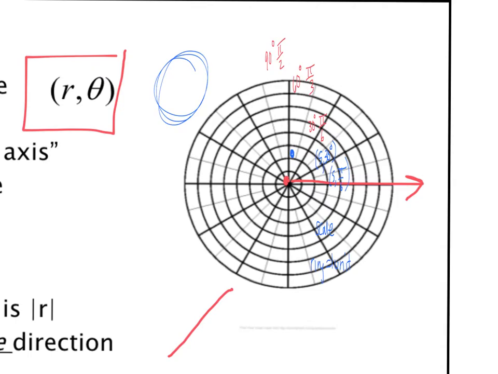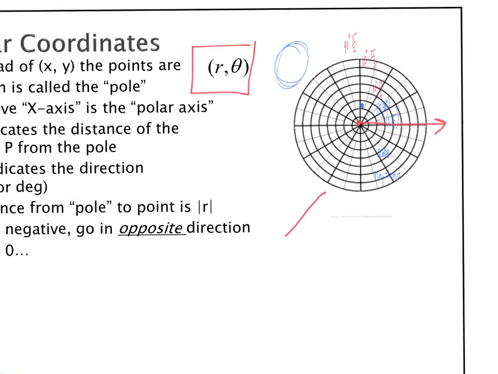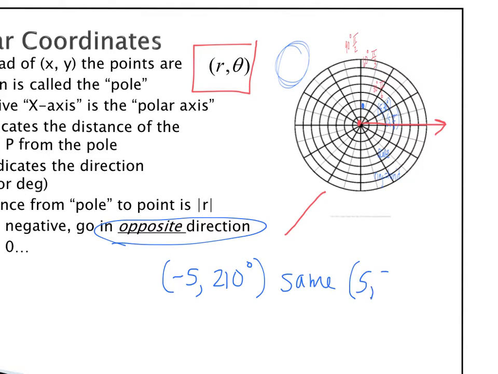Now when we are graphing, if we are given a point where the r value is negative, then what that means is we are going to go in the opposite direction. So for example, if I were to give you the point -5, 210, that point would actually have the same location as if I gave you the point 5, 30 degrees. Because what's going to happen is I'm going to locate an angle at 210 degrees, and then because this r value is negative, I'm actually going to go in the opposite direction.